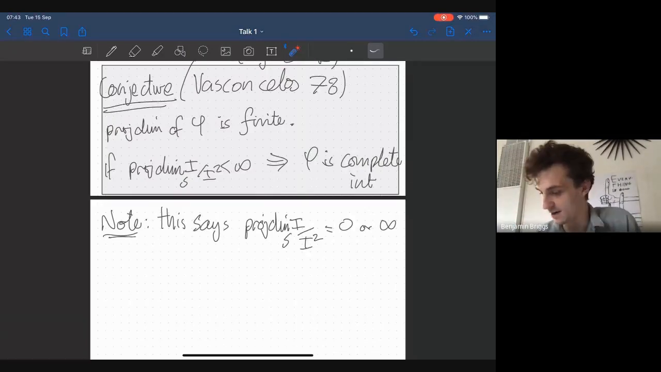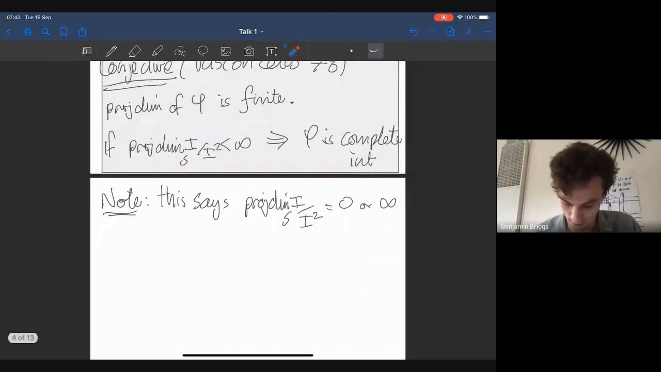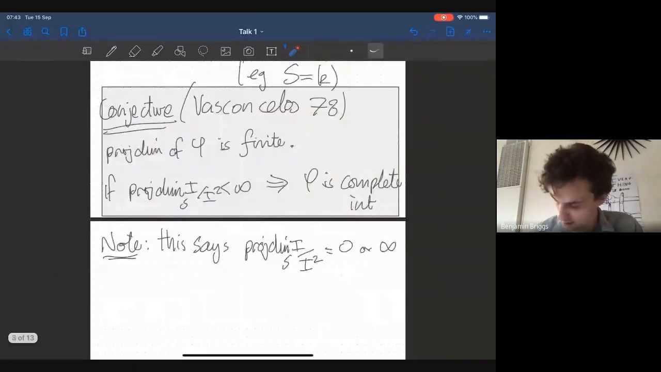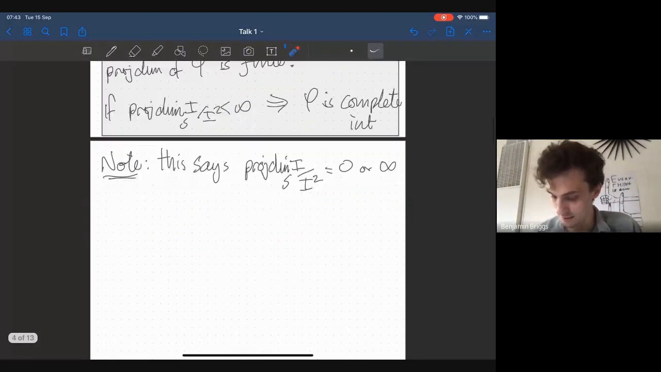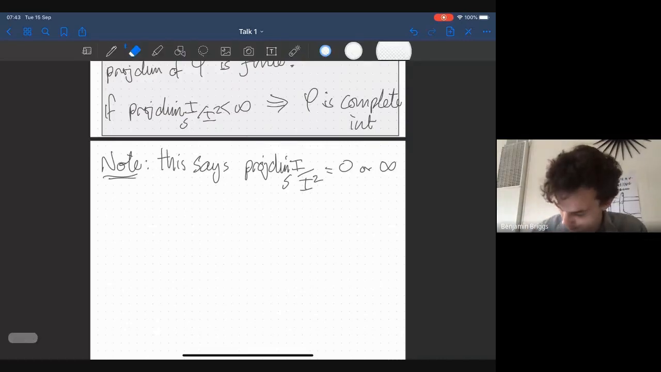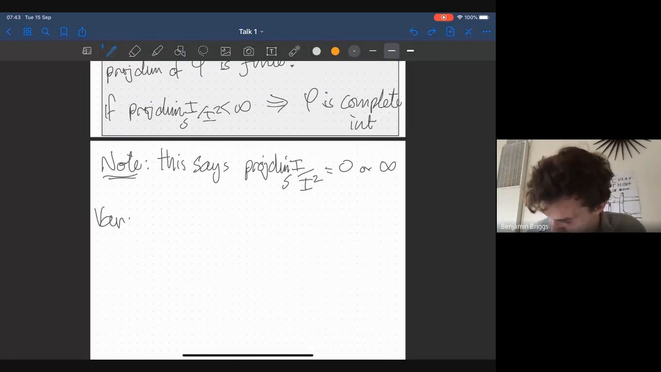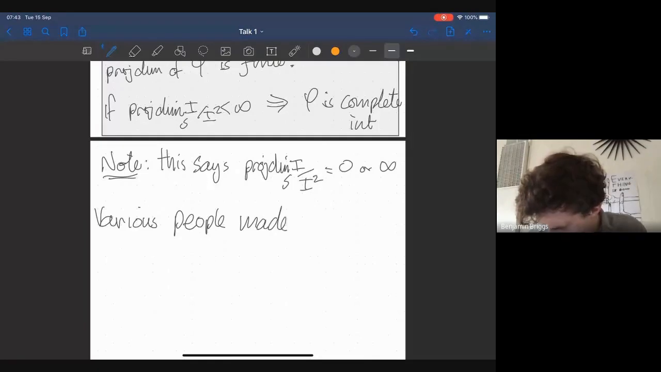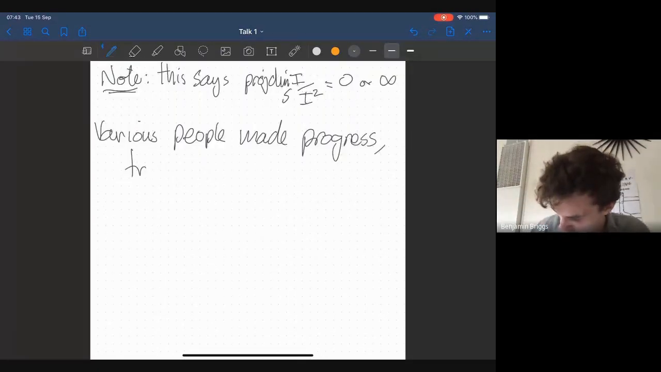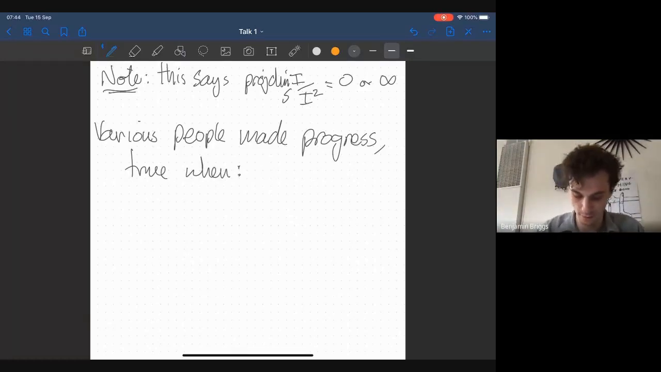So from that perspective, this conjecture makes sense, but there's more to it than that. Vasconcelos had a lot of evidence for this, so I'll write down some of the progress that was made and some of the evidence that was given. Various people made progress on this. I won't write down all the things, so I'm sorry if I miss anyone out, but I'll just write down a few highlights.